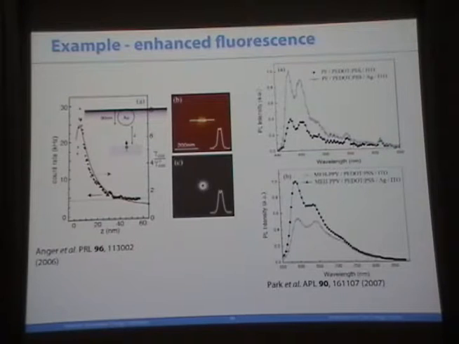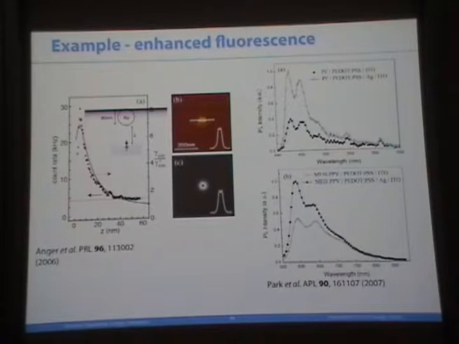Here's another example. This is polyfluorene on silver particles that are sandwiched between PEDOT and ITO. Here we actually have a spacer layer. This PEDOT:PSS is a spacer layer between the silver particles and the polyfluorene. You can see that the presence of the silver increases the PL intensity by a factor of 3 or so in this case. And the same happens for MEH-PPV.